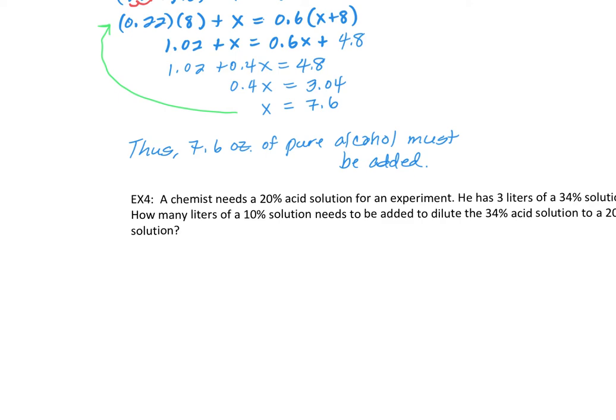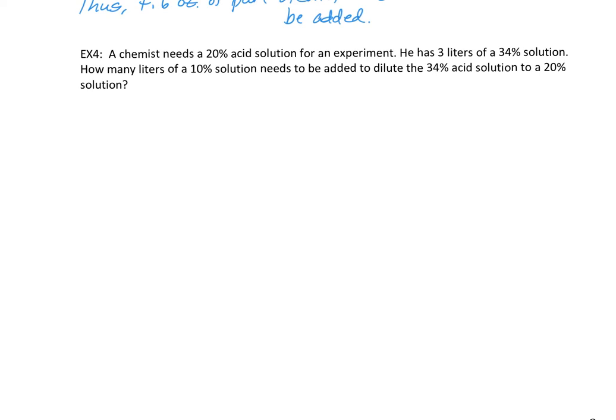So let's do another mixture problem. In example 4, a chemist needs 20% acid solution for an experiment. He has 3 liters of a 34% solution. How many liters of a 10% solution needs to be added to dilute the 34% acid solution to a 20% solution? A lot of words. Question is, how many liters of a 10% solution? So that's my x. X is going to be the 10% acid solution.